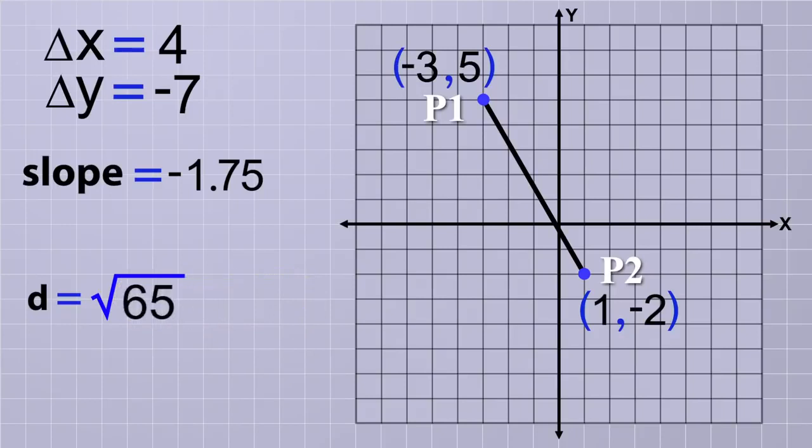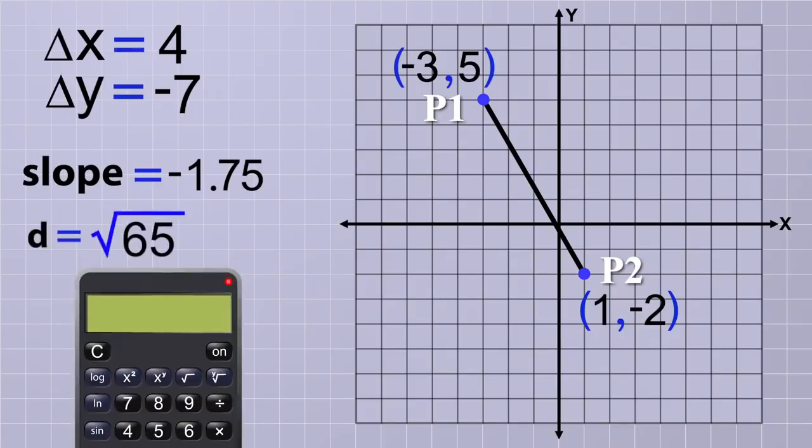That root can't be simplified, but we can use a calculator to convert it to a decimal if we want to, giving us a distance of 8.062 rounded to 3 decimal places.